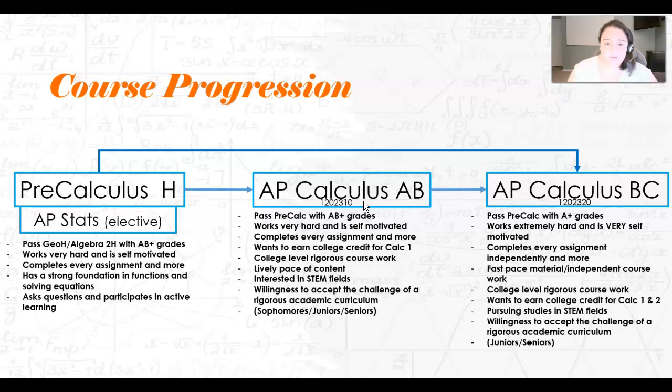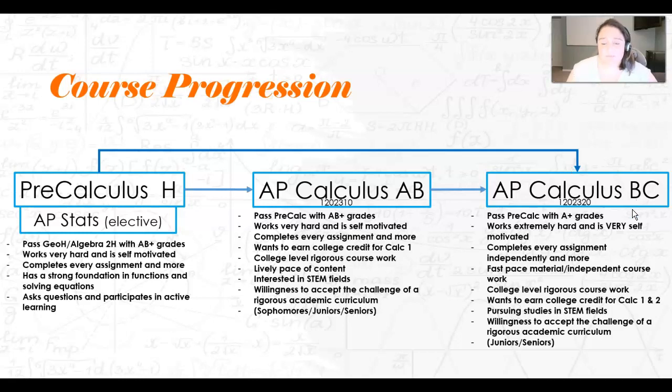Now, students that we recommend into Calculus AB are hardworking, motivated students. They want to take an AP math class, and they have interest in a STEM field. AP Calculus also complements our physics classes, computer science, and so many other math classes if you have interest in that. Most AP Calculus AB students will be sophomores, juniors, or seniors. You want to make sure that you have a willingness to accept the challenge of a rigorous academic curriculum.